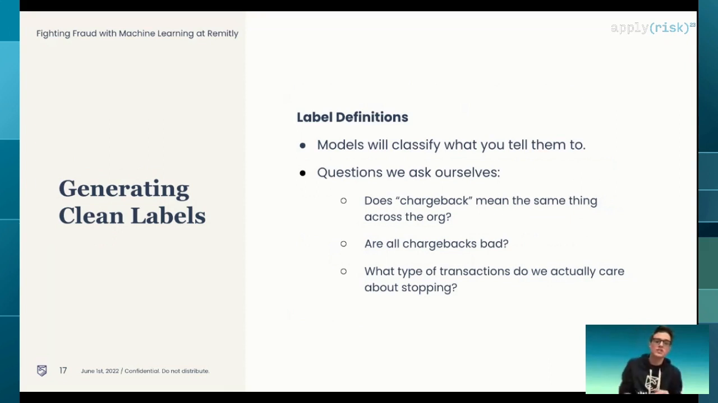Additionally, label definitions can vary between teams in your org based on what that team cares about. So having clarity and alignment around label definitions is critical for delivering the product that stakeholders expect, which in our case is ranking the subset of chargebacks that are fraudulent. This means having concrete labels with the correct dimensions to describe those labels if you want more nuanced label definitions.